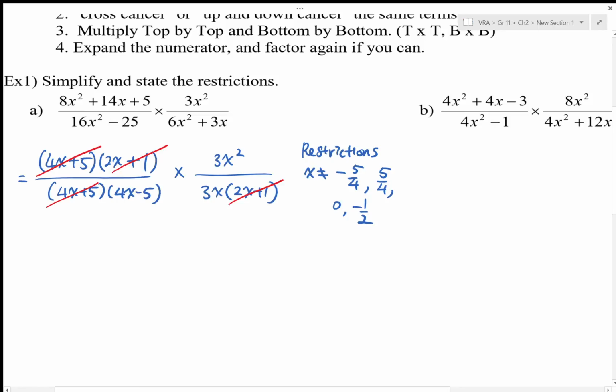Remember this, you can cancel or reduce in a cross manner, or also in an up and down manner. So we have then 1 over 4x minus 5 times, and then, oh, there's more actually, sorry, my bad. And then we can cancel these 3, and then the x's can be gone too, right? So then we have x over 1. So this becomes x over 4x minus 5.